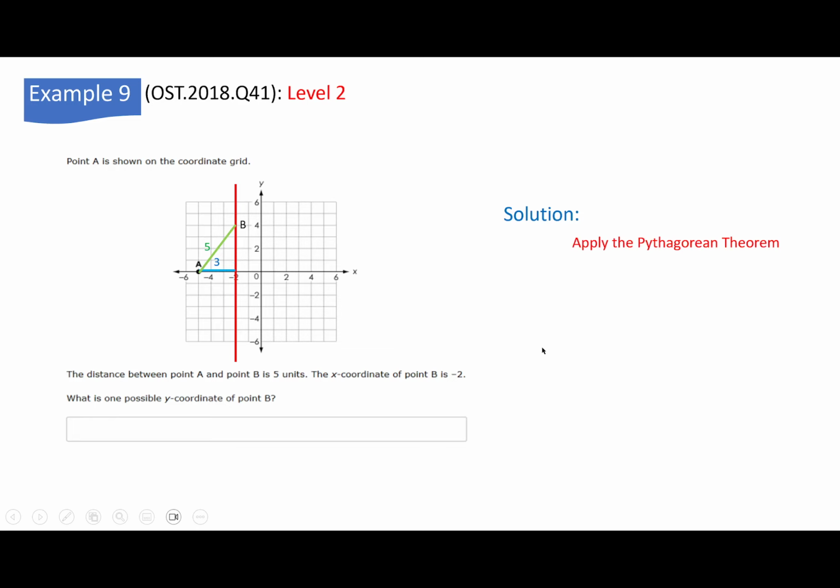But if you apply Pythagorean Theorem, you get 3 squared plus y squared equals 5 squared. 25 subtract 9, 16. So y is equal to 4. Also, -4 would give another option. And so 4 or -4.